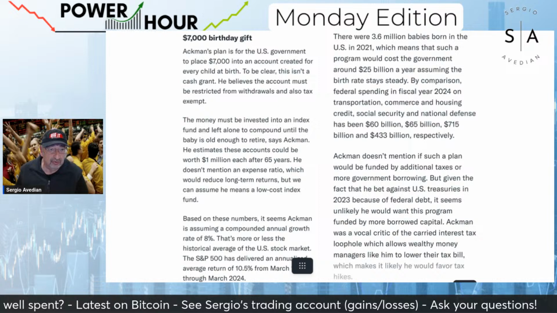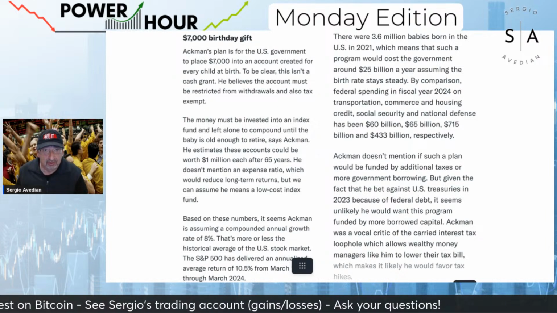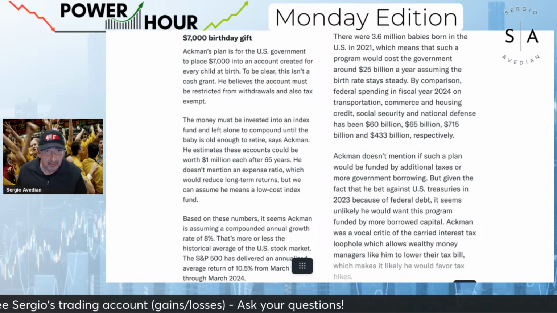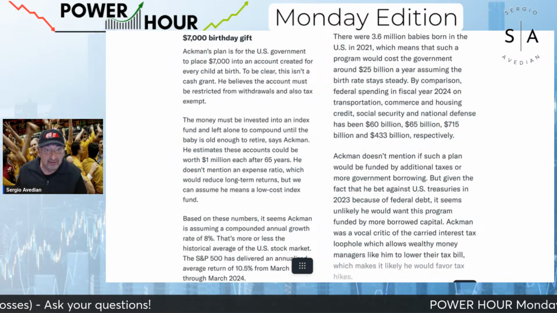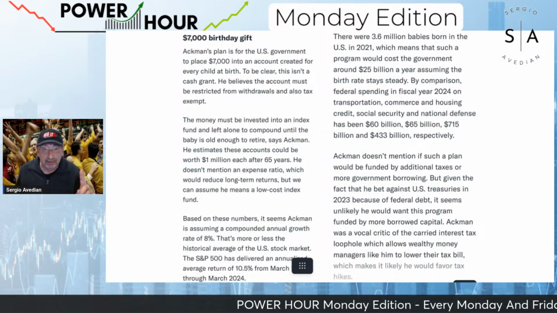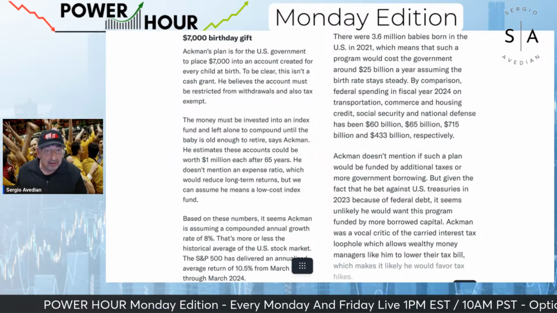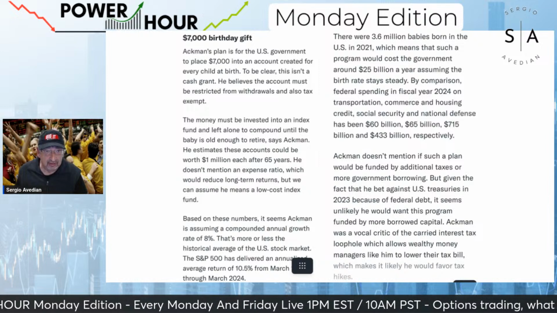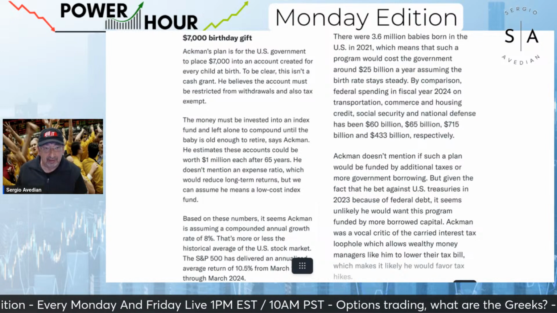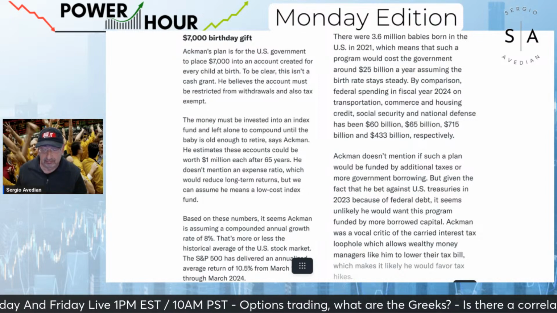Ackman's plan is for the U.S. government to place $7,000 into an account created for every child at birth. To be clear, this isn't a cash grant. He believes the account must be restricted from withdrawals and also tax exempt. 100% agree. This is not gambling money. The money must be invested into an index fund and left alone to compound until the baby is old enough to retire, says Ackman.